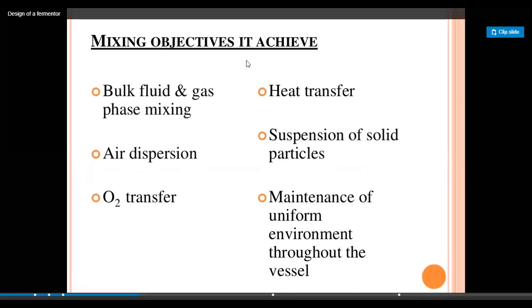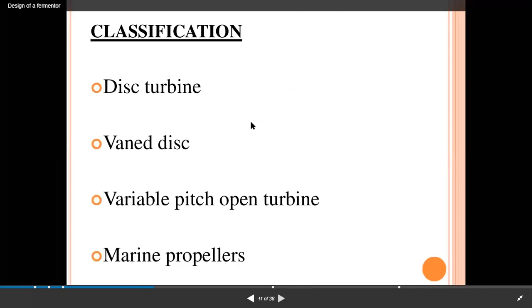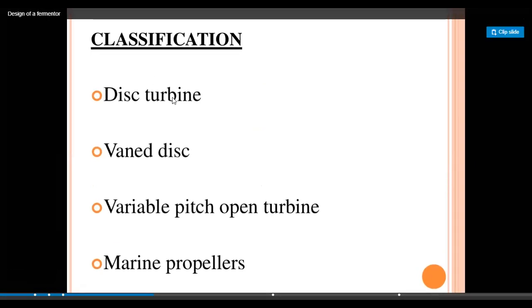Then coming to mixing objectives, it achieves bulk fluid and gas phase mixing, air dispersion, oxygen transfer, heat transfer, suspension of solid particles, and maintenance of a uniform environment throughout the vessel. These are all possible in the fermenter conditions. And classification: disk turbine, vane disk, variable pitch open turbine, marine propellers. These are all different types of propellers.